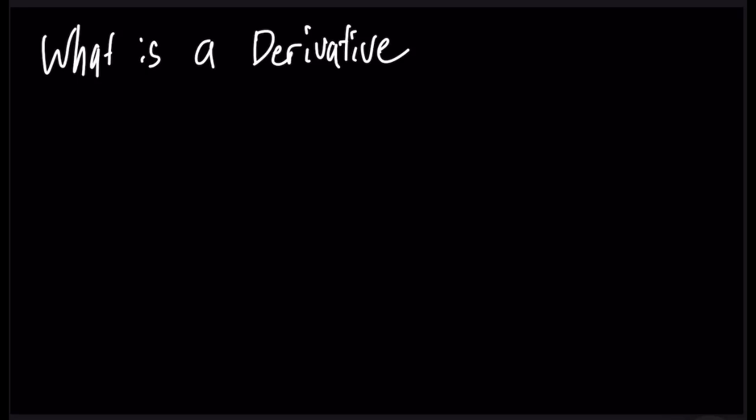Alright, so today we're going to be talking about derivatives. So what exactly is a derivative? A derivative is the rate of change of a function during an infinitesimally small period of change.